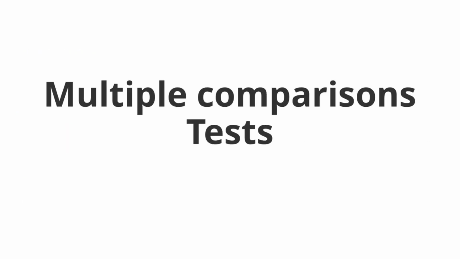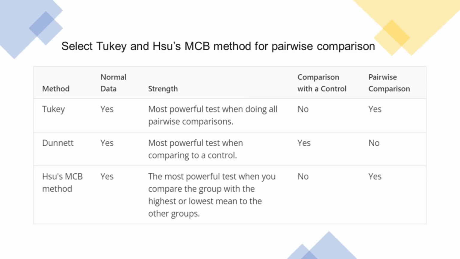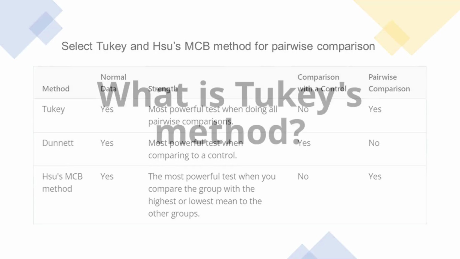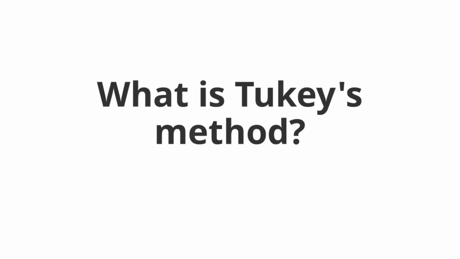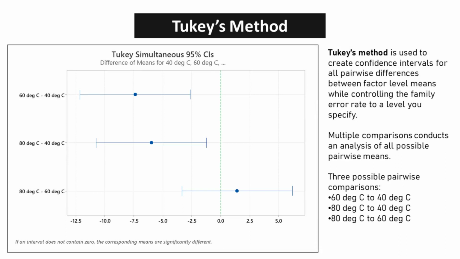Multiple comparisons tests. Please select Tukey and Hsu MCB method for pairwise comparison. Tukey's method is the most powerful test when doing all pairwise comparisons. On the other hand, Hsu MCB method is the most powerful test when you compare the group with the highest or lowest mean to the other groups. What is Tukey's method? Tukey's method is used to create confidence intervals for all pairwise differences between factor-level means while controlling the family error rate to a level you specify.